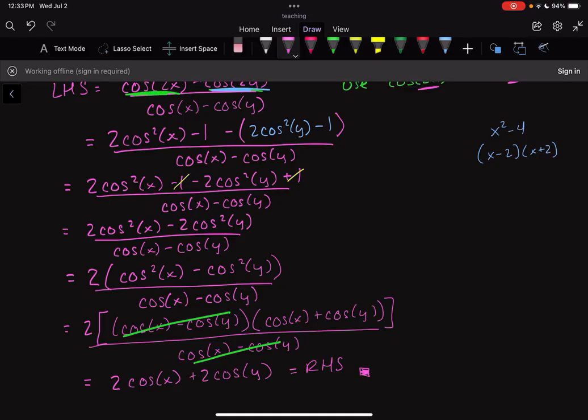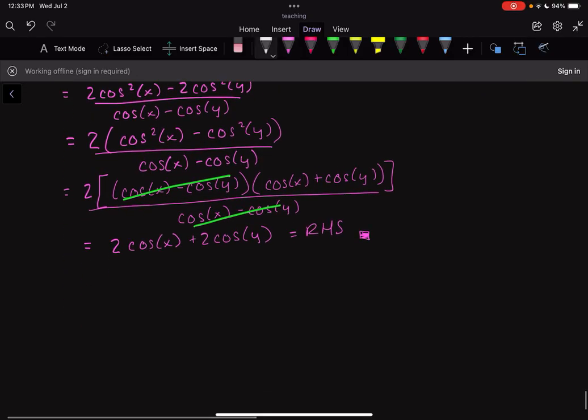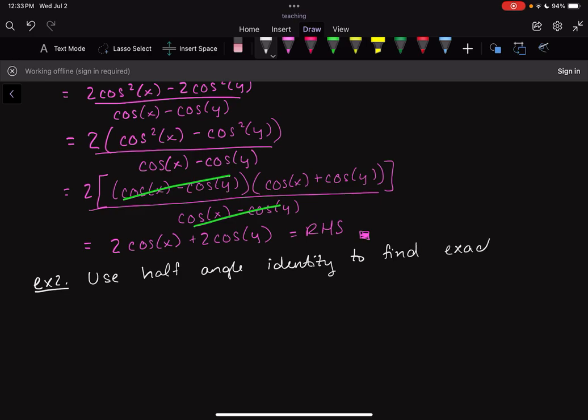Next, I want to do some that are similar to problems we did in 3.3, 3.4. So these say use the half angle identity to find the exact value of cosine pi over 8.